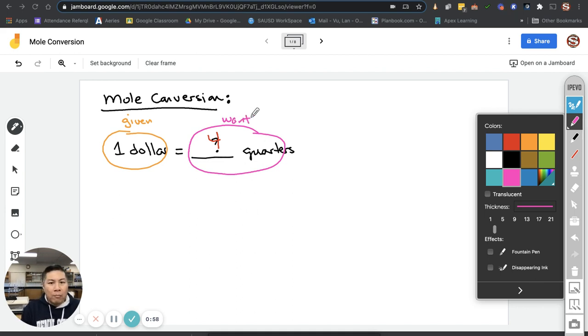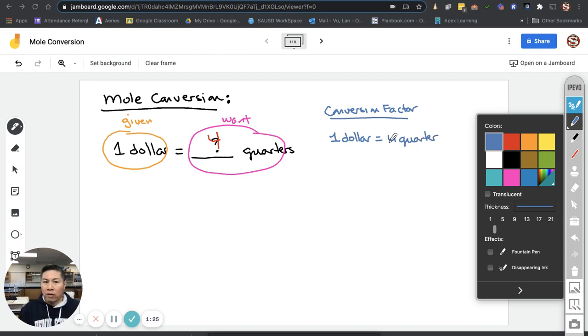To go from the dollars to the quarters, you have to know what we call a conversion factor. A conversion factor is just a mathematical expression of one unit for another unit. So we know that in a conversion factor, $1 is equal to 4 quarters, right? We know that in our heads already, so we know the conversion.